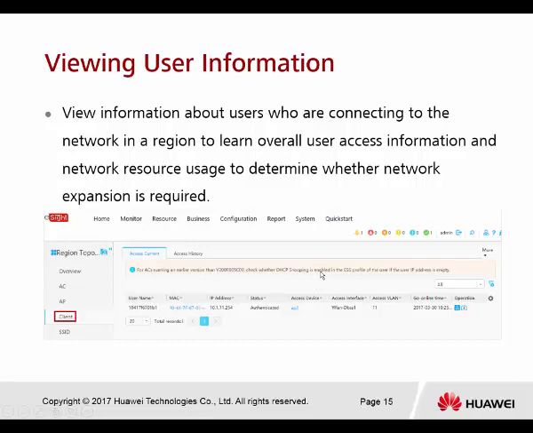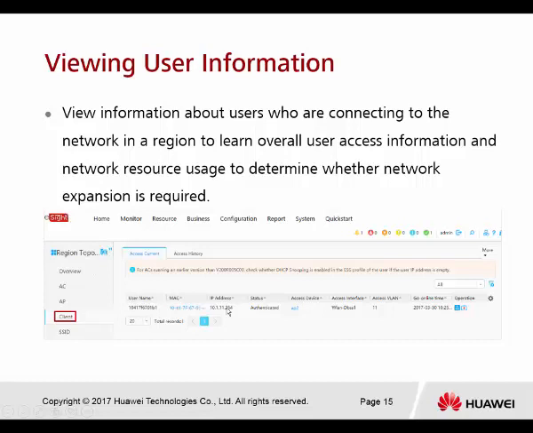Viewing user information. View information about users who are connecting to the network in a region to learn overall user access information and network resource usage to determine whether network expansion is required. So we just go to the client here. This is the place, click on the client and check how many clients there are in total.